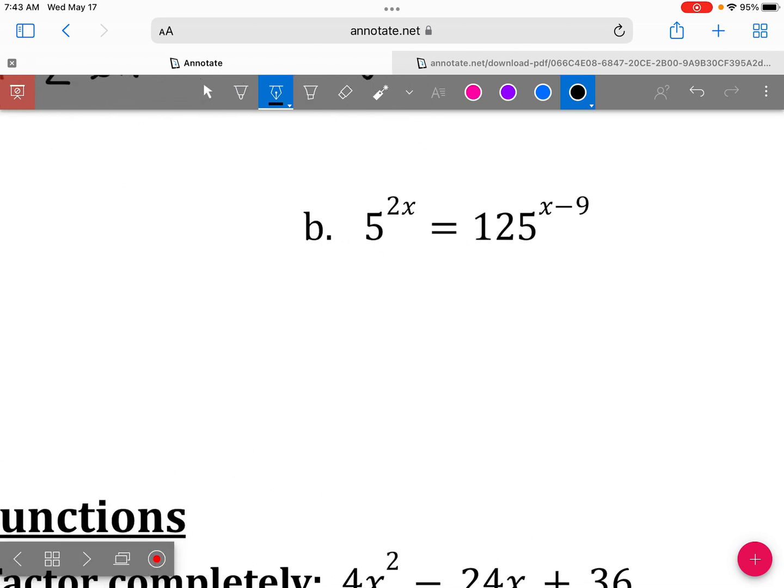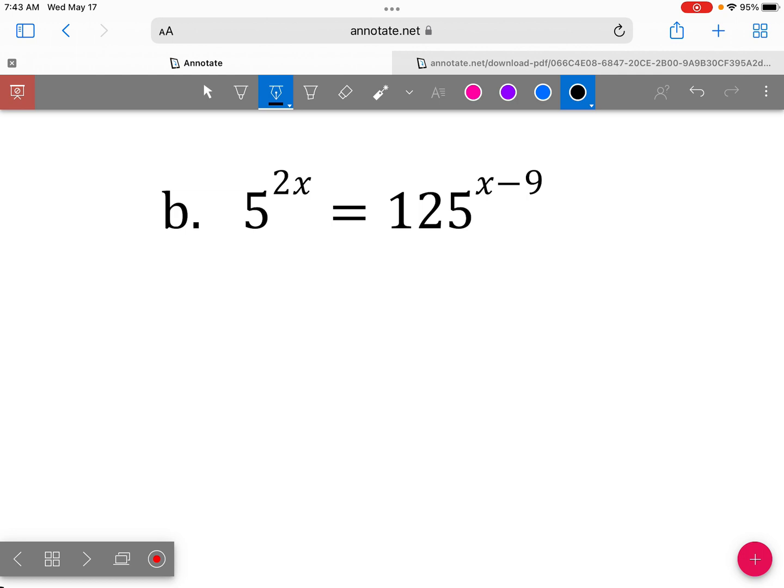There's a couple of ways to do this. You could absolutely do this with logs. Totally fine, absolutely a thing. The easier way is to go, is there a way to get those bases the same so I can just cut out the middleman and just deal with the exponents? So my smaller base here is 5. So can I write 125 as an exponential form of 5? How?